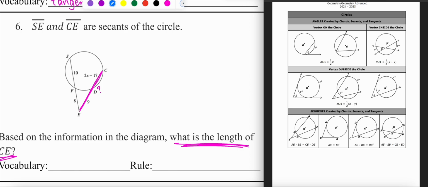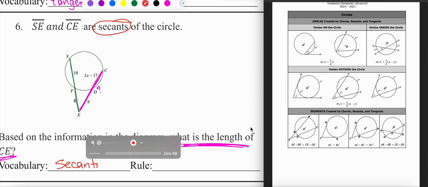Now these two, CE and SE, they are both secants. So our important word is going to be secant. So we're going to go to our formula sheet. So we see where it says segment, because these are all segments. So we see segments and we see the word secant right here. So we're going to choose which of these rules looks like this. This line touches the circle 2 places. This line touches the circle 2 places. So then the answer is going to be, we're going to have to use the first one, this one.